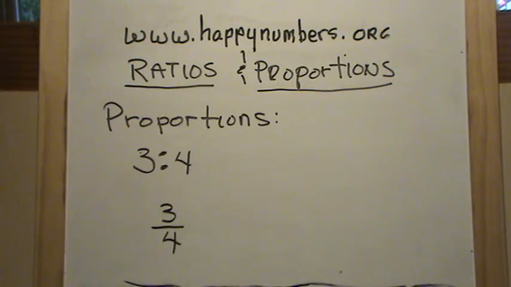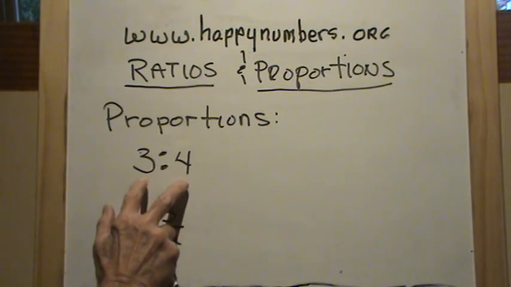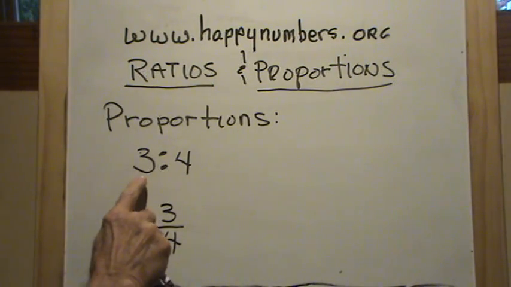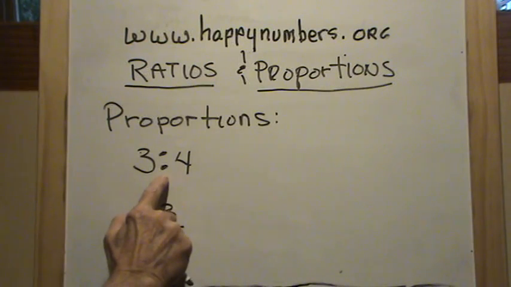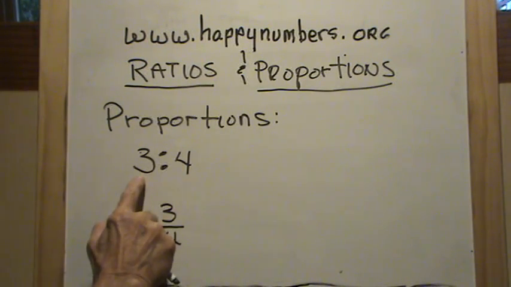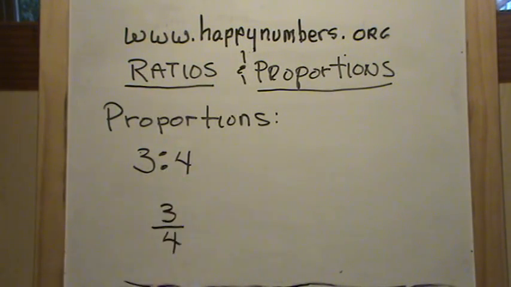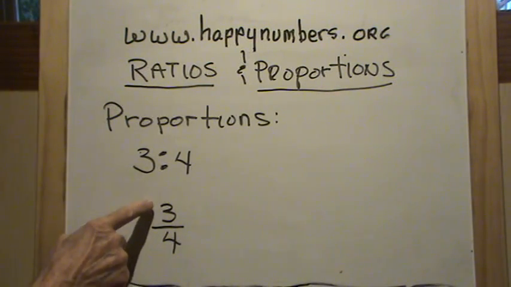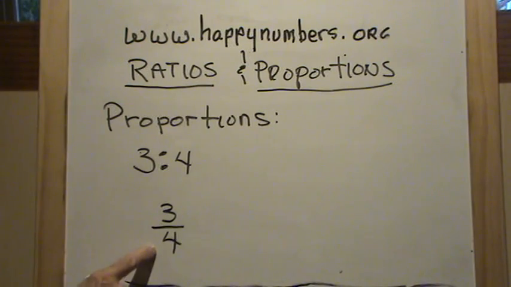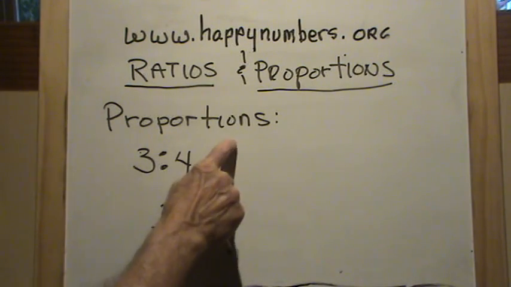But just a quick review. When we talked about ratios, we said ratios compare two numbers. So this is 3 is to 4. The colon means "is to." 3 is to 4. Or we can write, this is a ratio, and we can write the ratio this way. 3 is to 4.